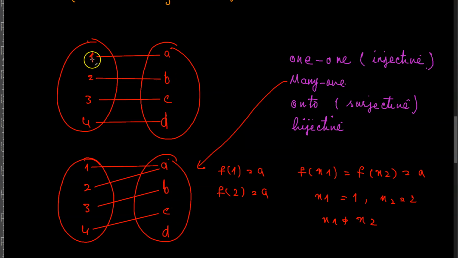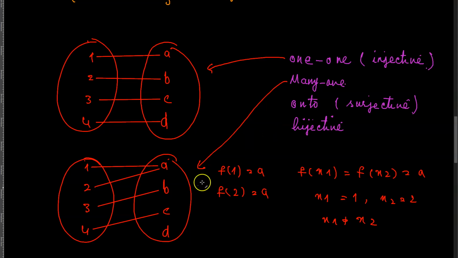On the other hand, every distinct element in the domain of this function has a distinct image in the codomain of the function, and so this type of function is called a one-one function.